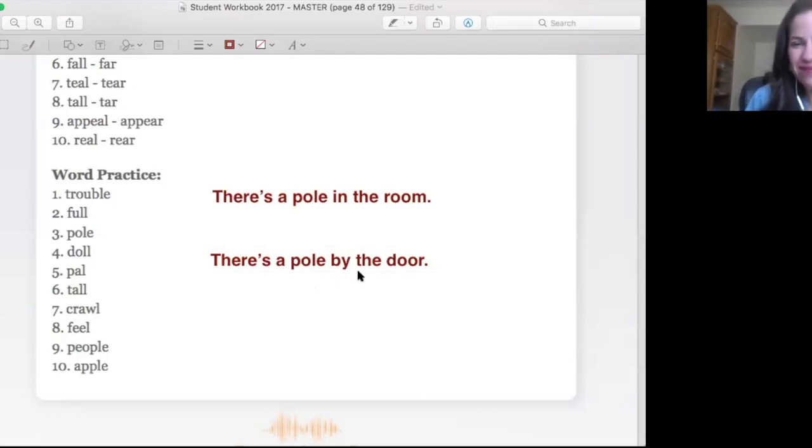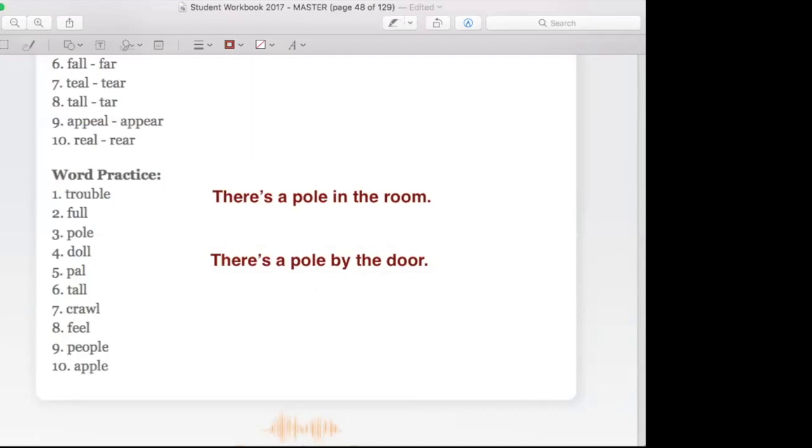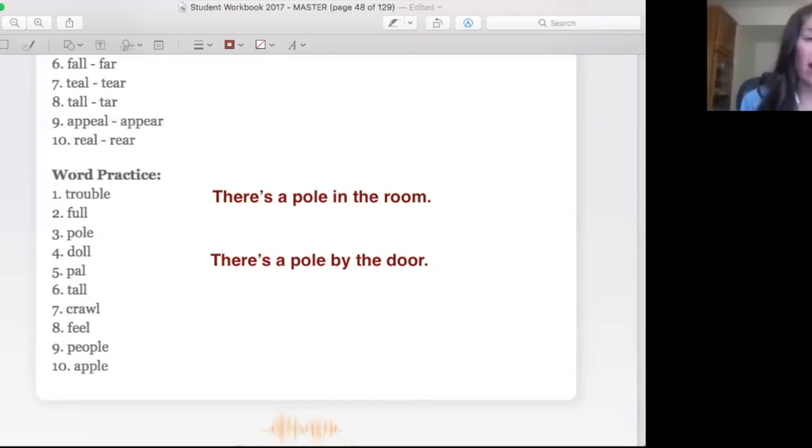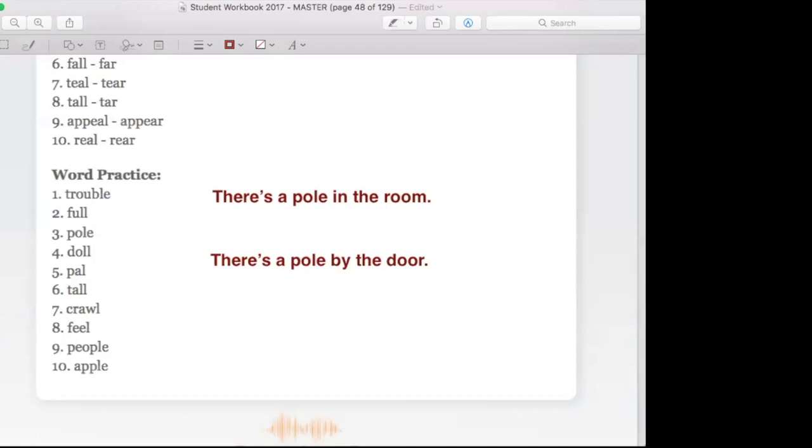Okay, I see. So it won't matter if I use the dark L or the light L. Yeah, so just use the light L all the time. All right. Got it. Okay, got it.